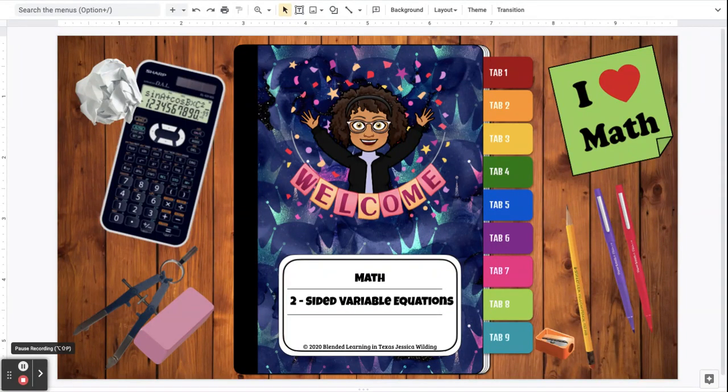Today we're going to be going through the concept of two-sided variable equations. Please grab a pencil and a journal to take notes with, and we're going to get started.